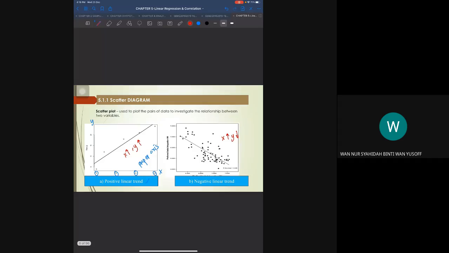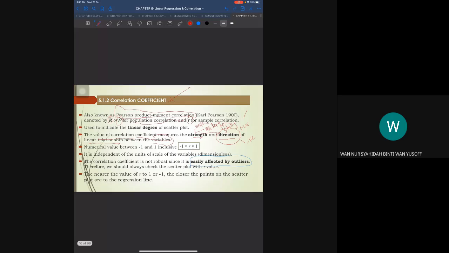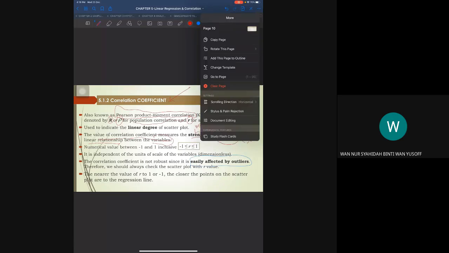This is just based on the visualization, whether there exists a relationship or not. So to confirm that, we calculate the correlation coefficient.